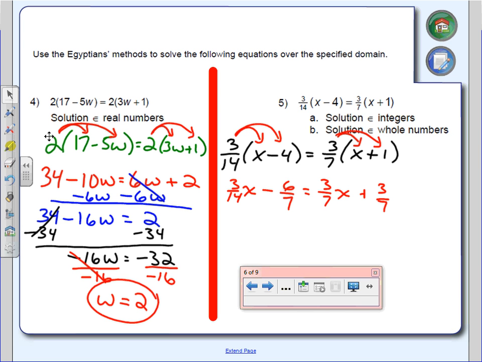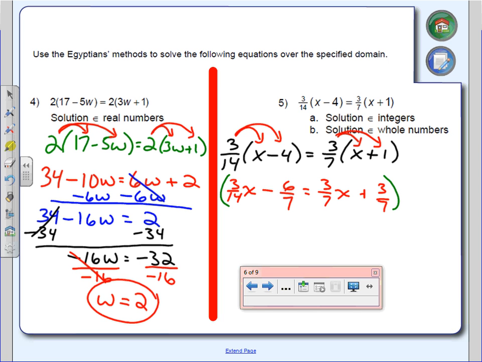Now, I don't know about you guys, but if I can avoid working with fractions, I like to avoid working with fractions. Anybody here like working with fractions? All right, so you're like me. I don't like working with fractions either. So here's what we can do to take care of that problem. I'm going to take this whole equation right here, and I'm going to get rid of all those fractions in one nice, easy step.